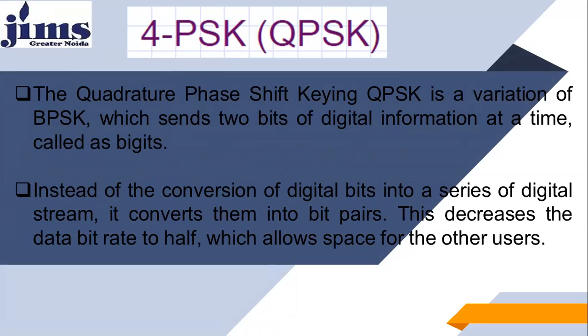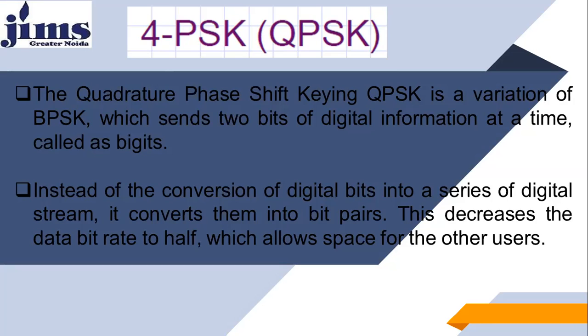QPSK is a kind of PSK. The only difference is that in PSK, the phase shift is either 0 degree or 180 degree, but in QPSK, there are 4 types of phase shifts depending upon the symbol, and a symbol consists of 2 bits. Means in QPSK, we have to combine 2 bits.